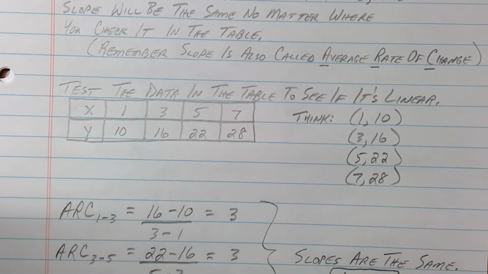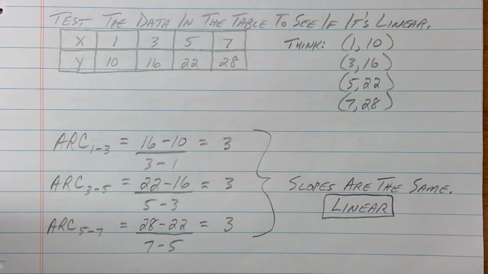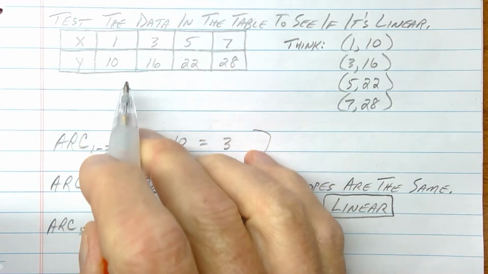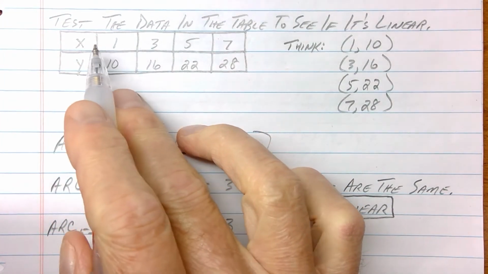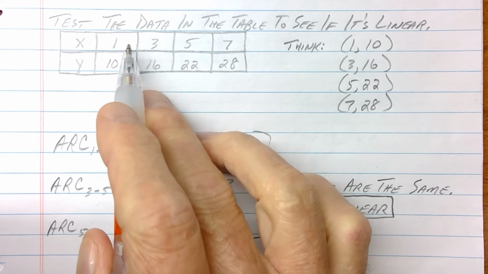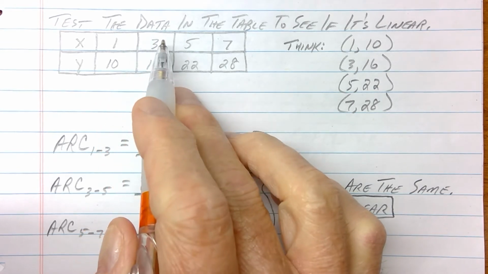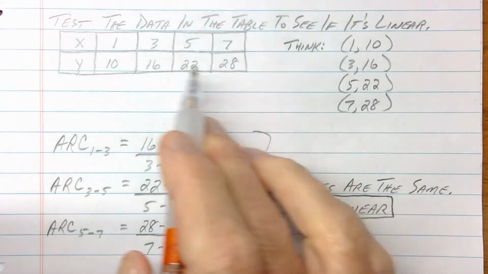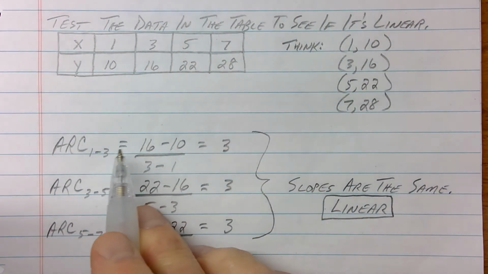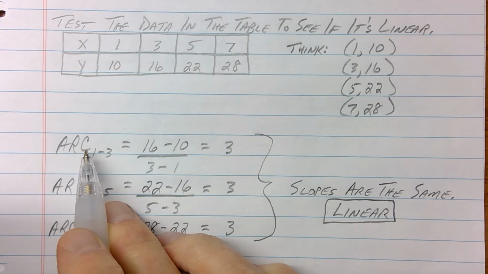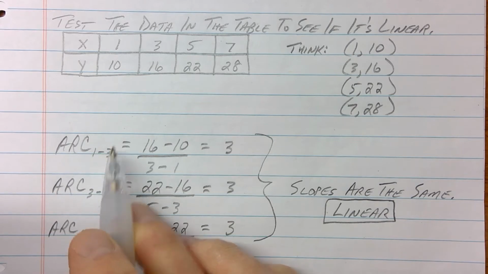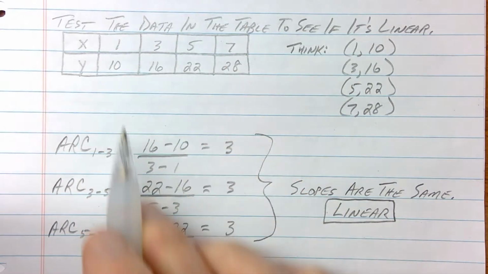And now let's go calculate some slope. Down here I've calculated the slope 3 times. First, I go from x equals 1 to x equals 3, so from the ordered pair (1, 10) to (3, 16). Now remember, to check slope, this is average rate of change. That's another way of saying slope. And this is a notation that I'm checking it from x equals 1 to x equals 3.